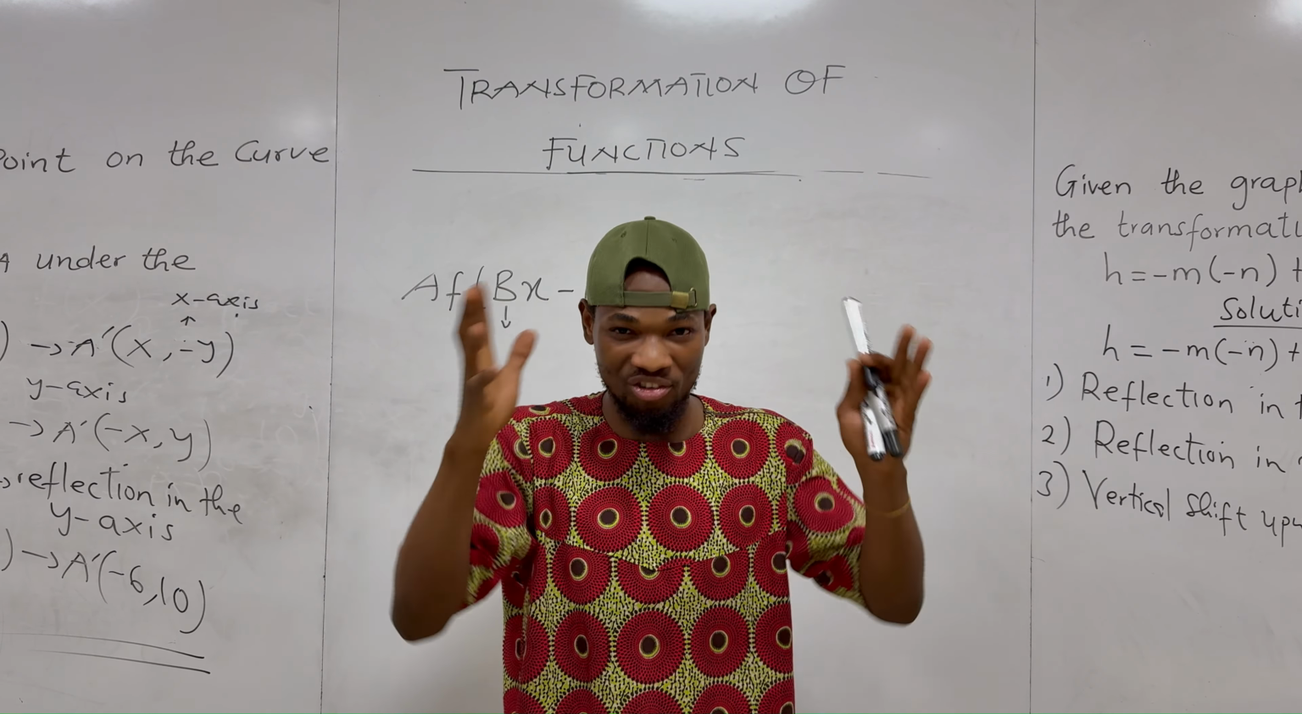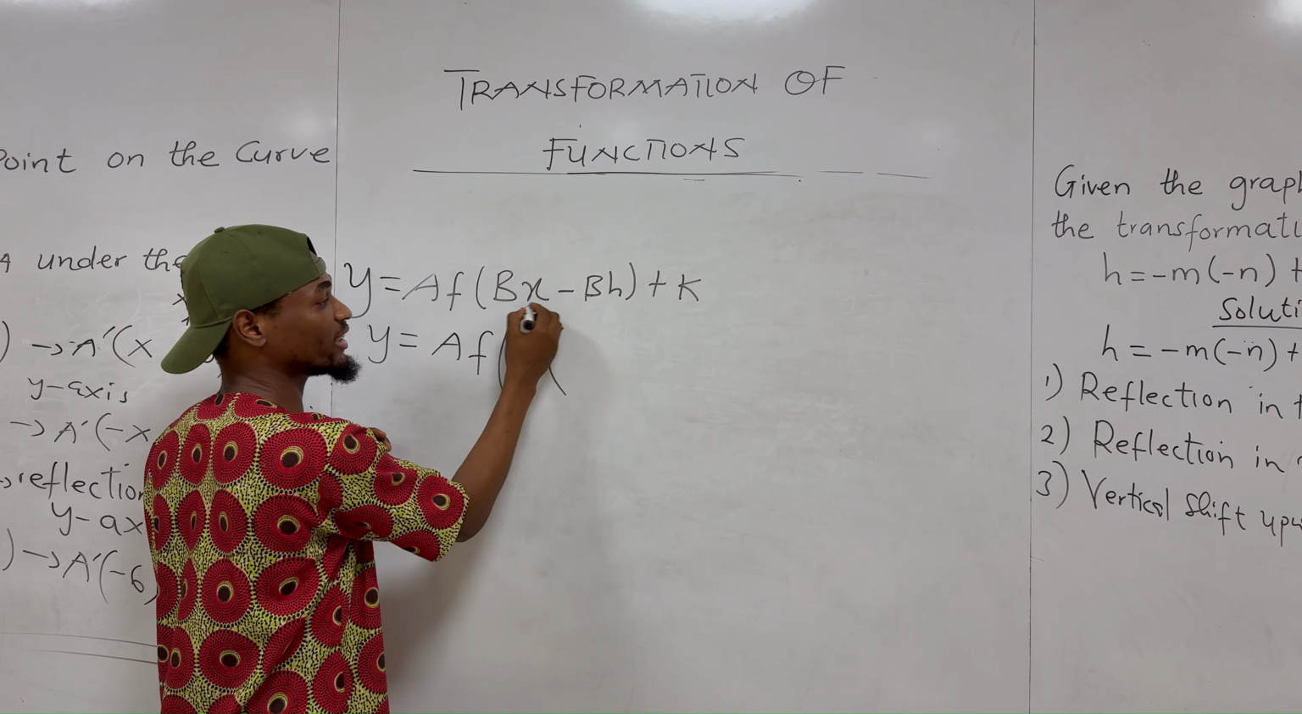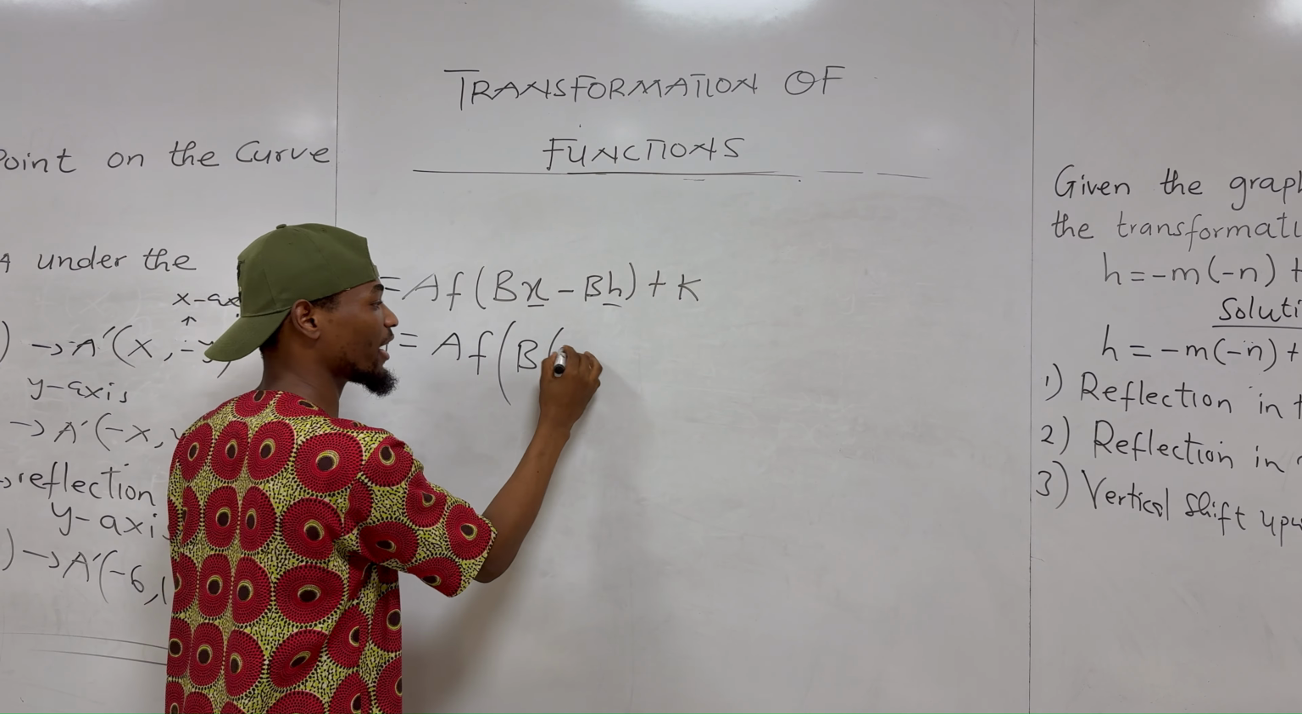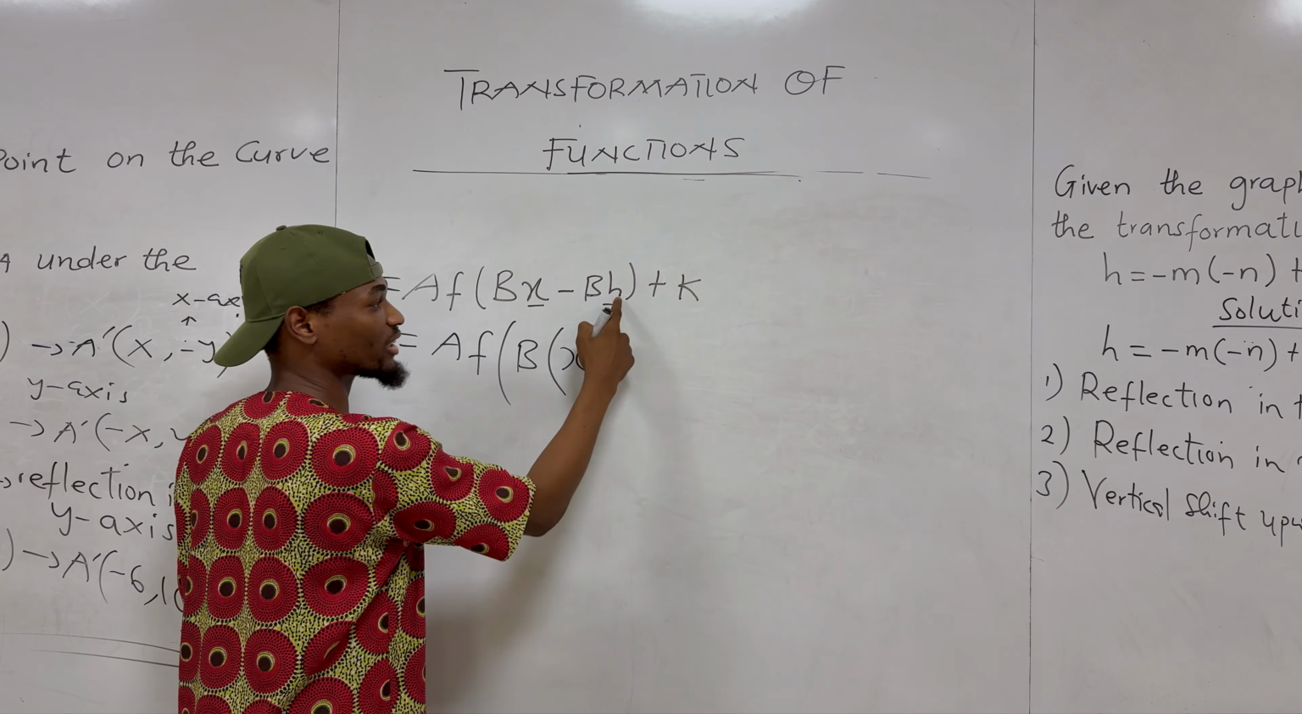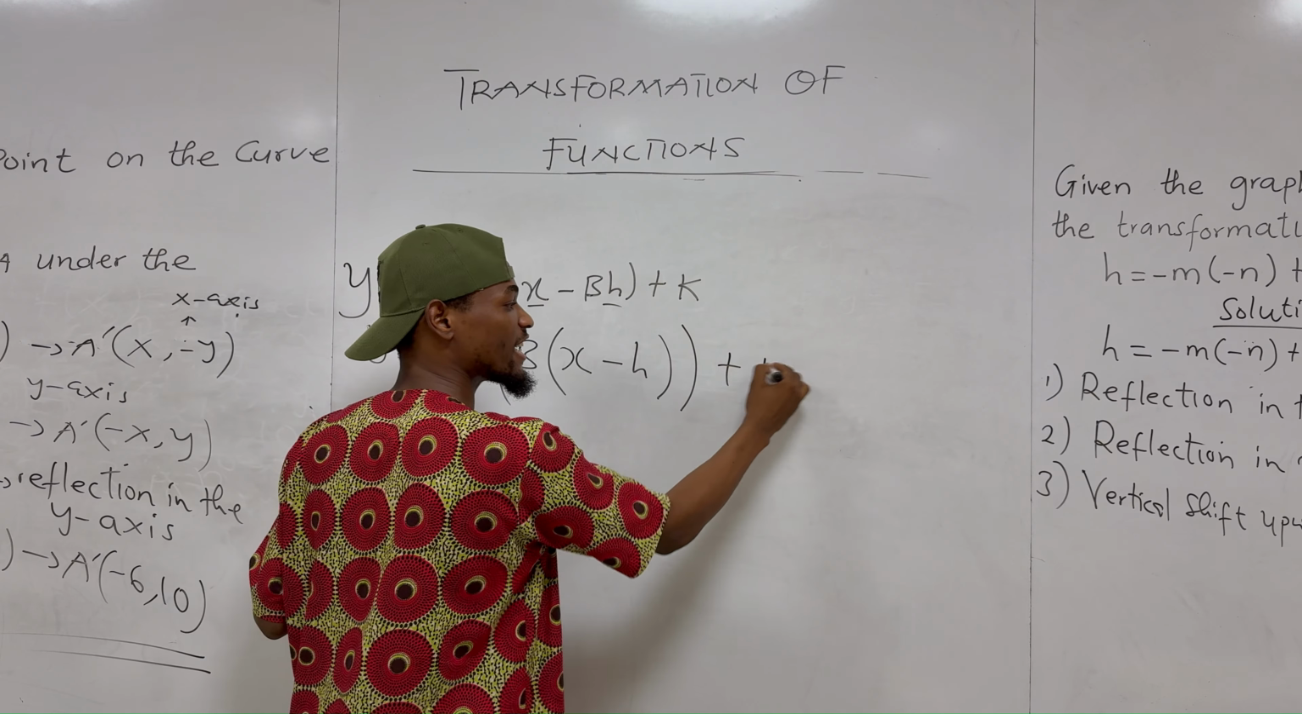What can you see over here? Look at this expression. b is here. b is also here. It's common. So that calls for factorization. So I have y equal to a f. If I factorize the common term out, I have b, then open brackets, then I will enclose this and that. So I have x minus h over here. Is that also like this? Then I have my constant k.